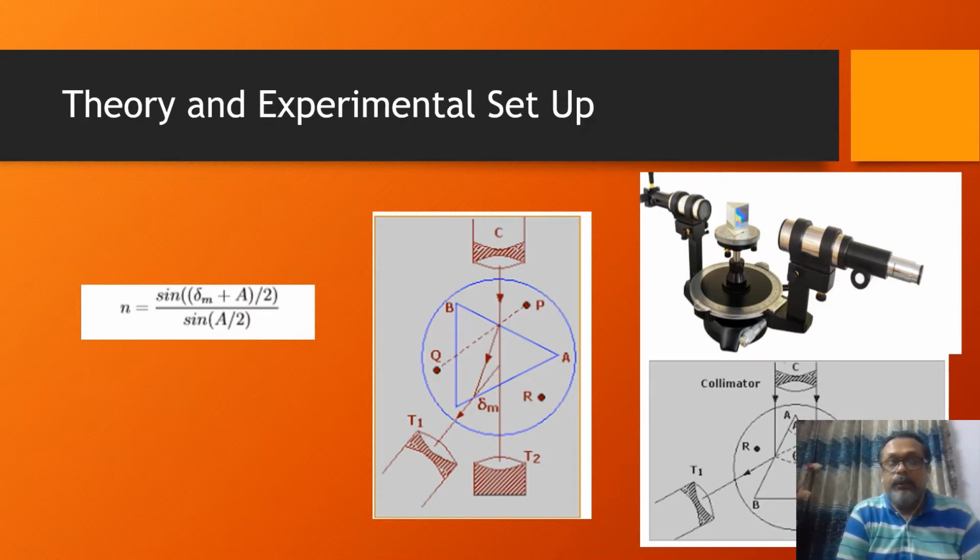So now if you bring back the telescope to its original position, the difference between the position of the minimum deviation and the direct position of the telescope will give you the value of delta m, which is the angle of minimum deviation. Now if you use the formula, that is n is equal to sine of (A plus delta m) by 2 divided by sine A by 2, the refractive index of the prism can be calculated.